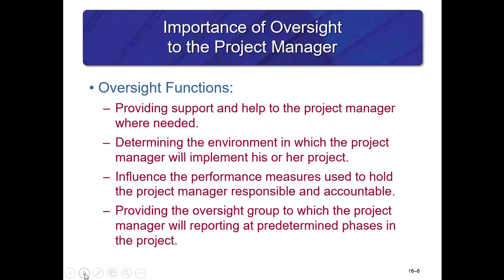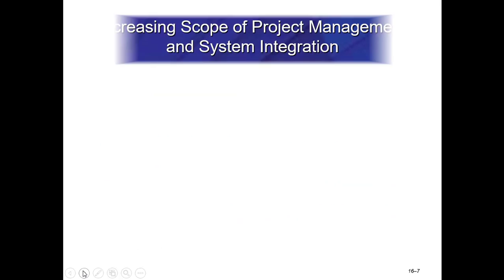Some oversight functions that are important to the project manager are that oversight provides support and help to the project manager where needed, determines the environment in which the project manager will implement the project, influences the performance measures used to hold the project manager accountable and responsible, and provides the oversight group a predetermined set of phases or stages in the project.